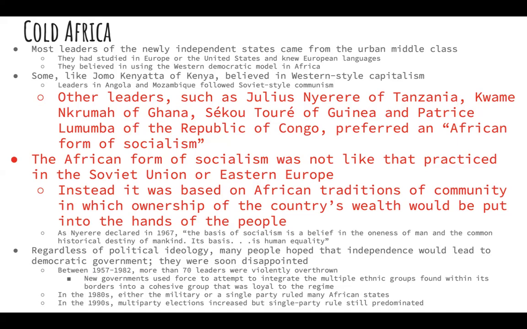Regardless of political ideology, many hoped that independence would lead to democratic governments. They were soon disappointed. Between 1957 and 1982, more than 70 leaders were violently overthrown. In, what is that, 25 years? New governments used force to attempt to integrate the multiple ethnic groups found within the borders into a cohesive group that was loyal to their regime.